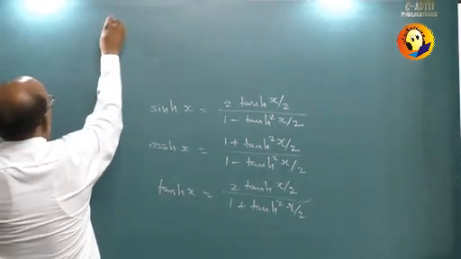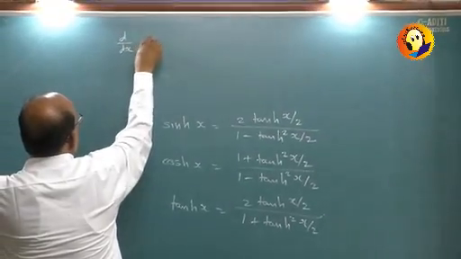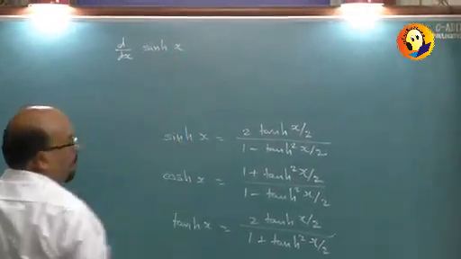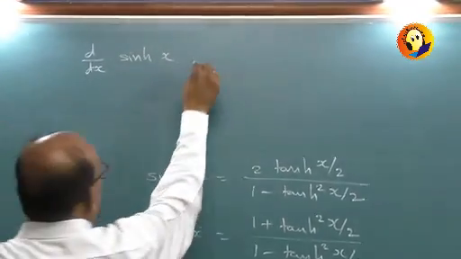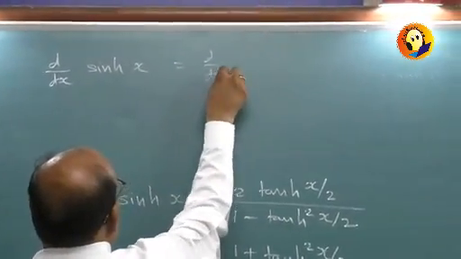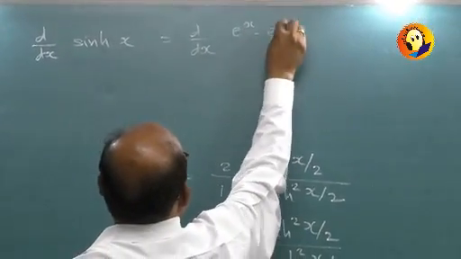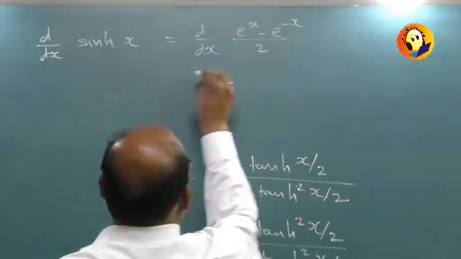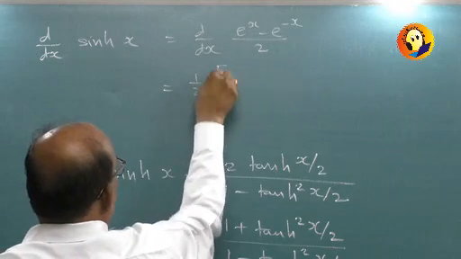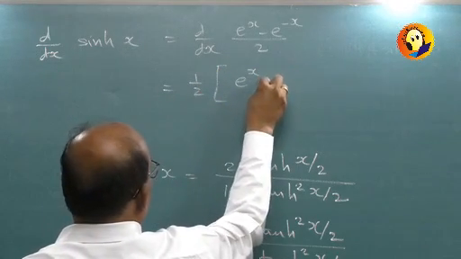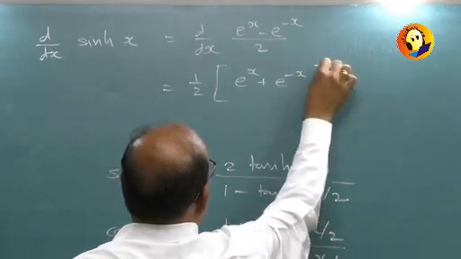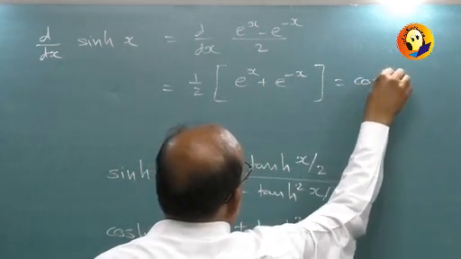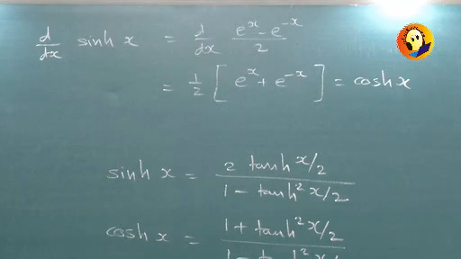Now d by dx of sin x. For that we have only one thing, that it is d by dx of e raised to x minus e raised to minus x upon 2, which will be half. Differentiation of e raised to x is e raised to x minus minus plus e raised to minus x, which is nothing but cos x. So d by dx of sin x is cos x.